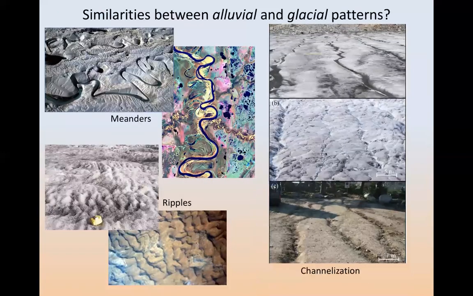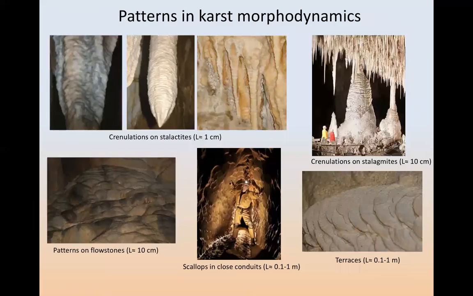There are also interesting similarities between alluvial and glacial patterns: in meandering, ice and alluvial, ripples on glacier and beneath the water on the bedrock of rivers, channelization on glacier, channelization on alluvial systems. And this kind of similarity is one of the most important points of my talk.